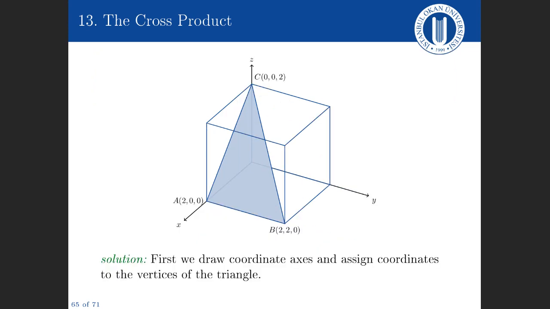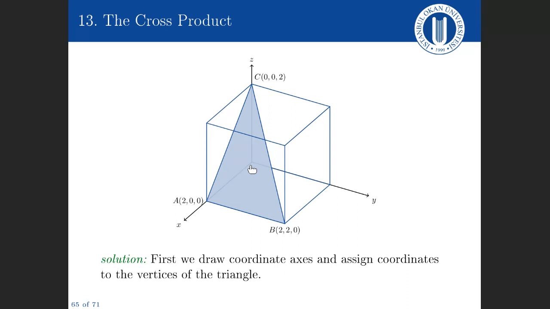We need 2 vectors, and then we can use our formula to find the area of this triangle. Before we can write down vectors, we need coordinates. So I'm going to draw x, y, z axes on the cube. We could draw this anywhere we want. I choose to draw these axes so that the origin is on the back corner of the cube.